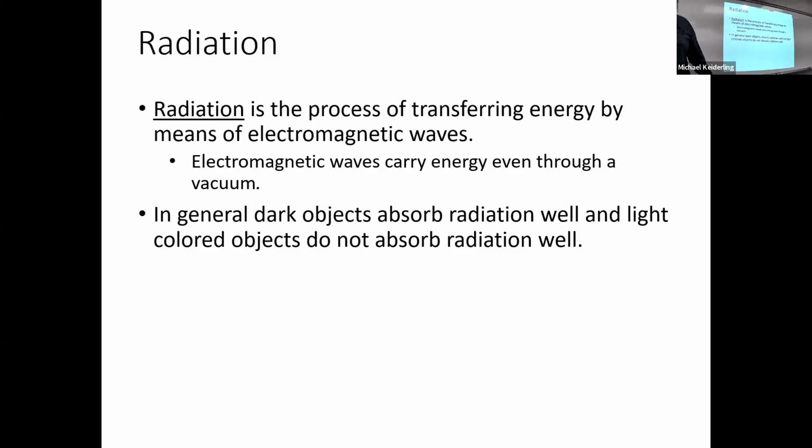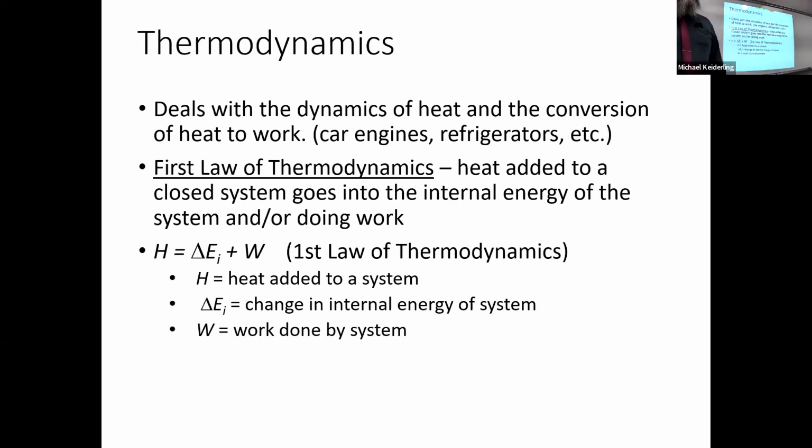If you've got a classic space heater, with the glowing wire, that's radiation. And in general, dark objects absorb radiation well, and light-colored objects do not absorb radiation well. So my shirt absorbs radiation well, my pants, not so much.